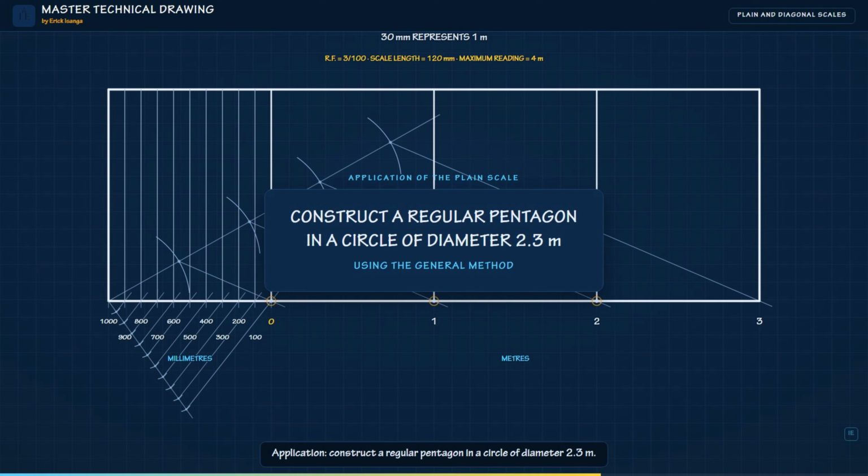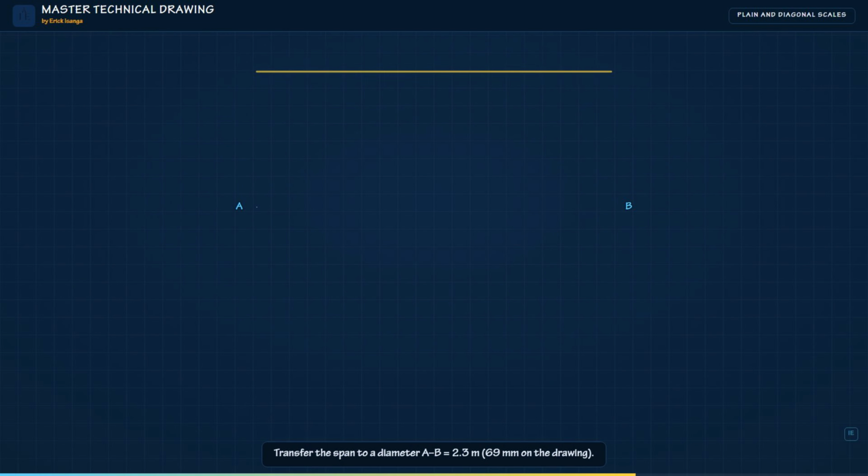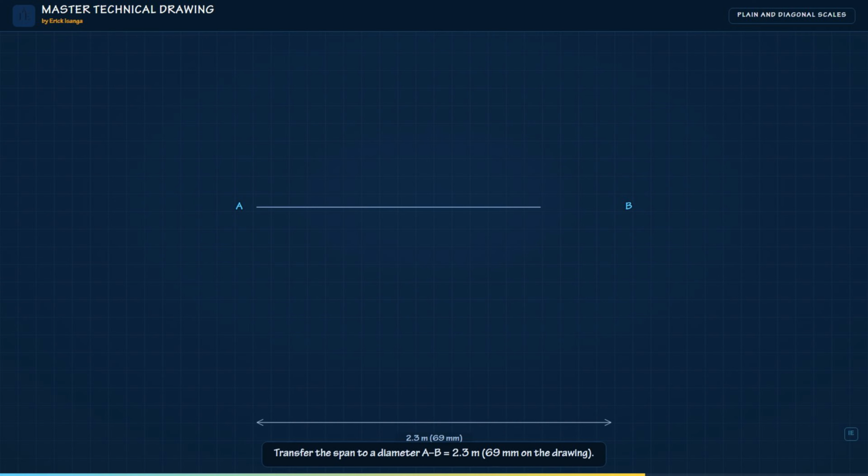We shall construct a regular pentagon in a circle whose diameter is 2.3 meters, using the general method. 2.3 meters is 2 meters plus 300 millimeters. We measure from the 2 meter mark, across the common zero, to the 300 millimeter mark. This span is 2.3 times 30, that is 69 millimeters. We transfer that exact span to a new position and draw the diameter, A to B, equal to 2.3 meters, 69 millimeters on the drawing.